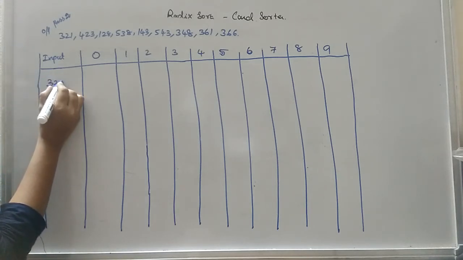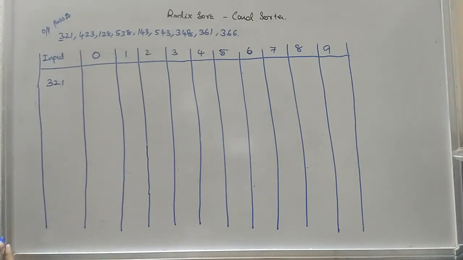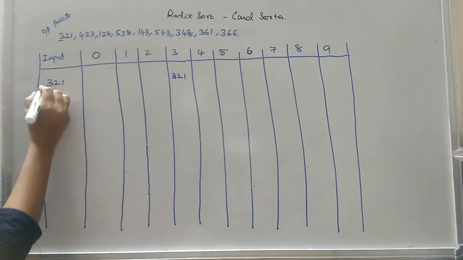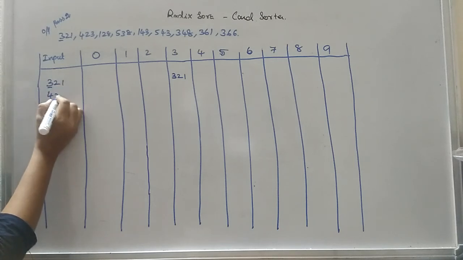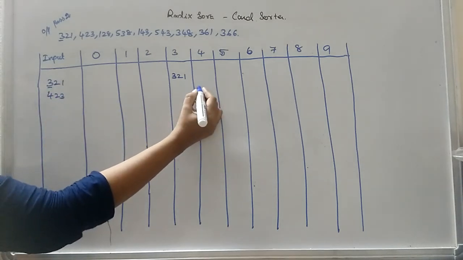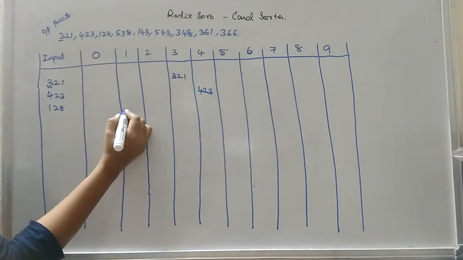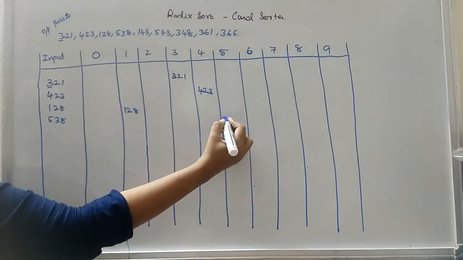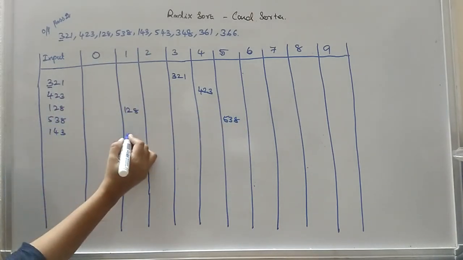So here 321, I have to consider the digit in the 100th place. Okay, so 321 means I have to put it here because the third digit is 3. Okay, and then 423, I have to put it here. Then 128, I have to write it here. 538, and 143, I am writing here.